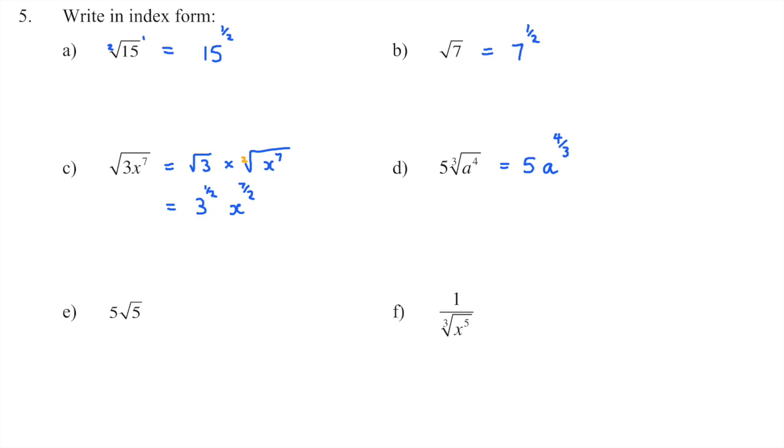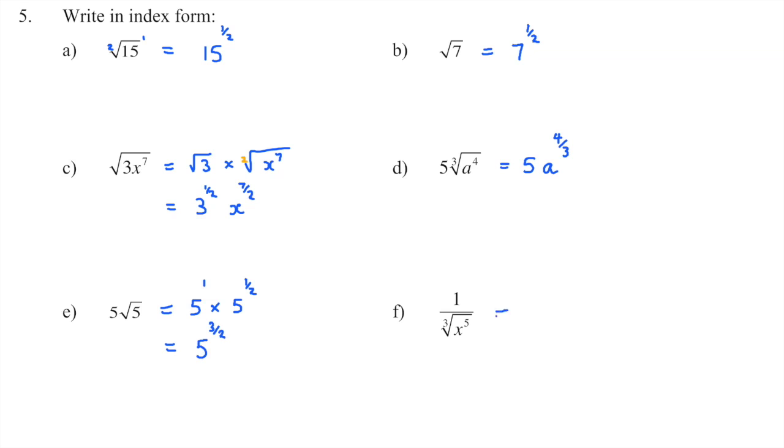Go to part E. Part E becomes the 5 out the front is just 5. Square root of 5 is 5 to the power of a half, because square root means to the power of a half. And when you're multiplying, if the base numbers are the same, and they are in this question, you plus the powers. 1 plus a half is 1 1/2. And when we're doing indices, 1 1/2, we write as an improper fraction, which is 3/2.